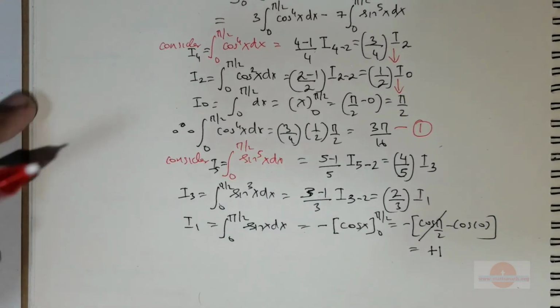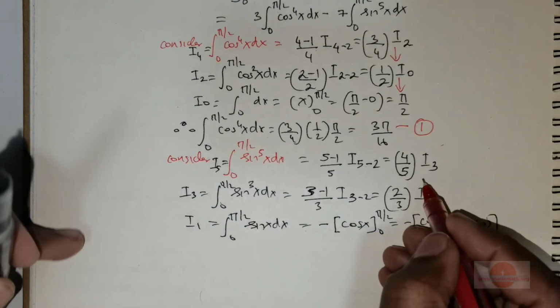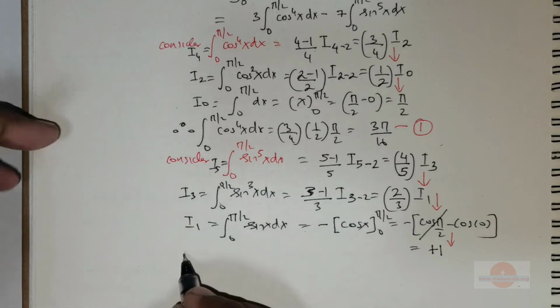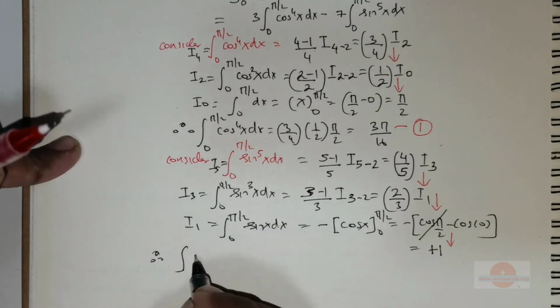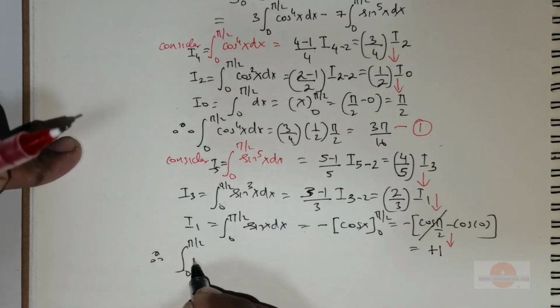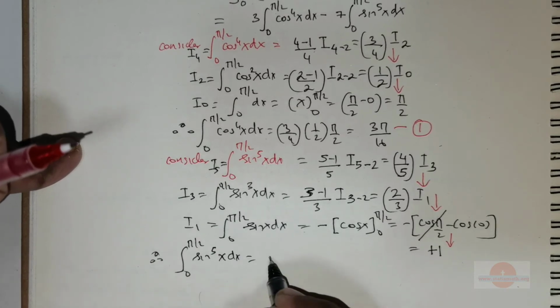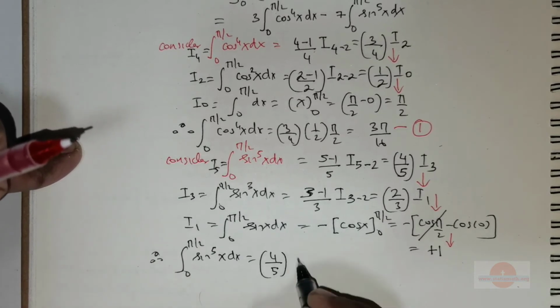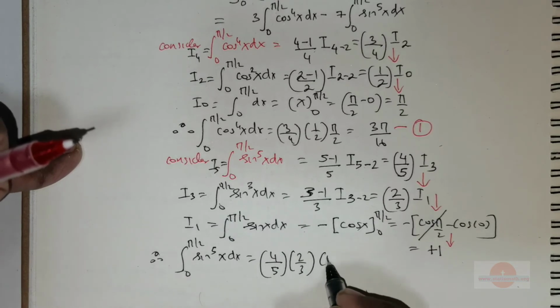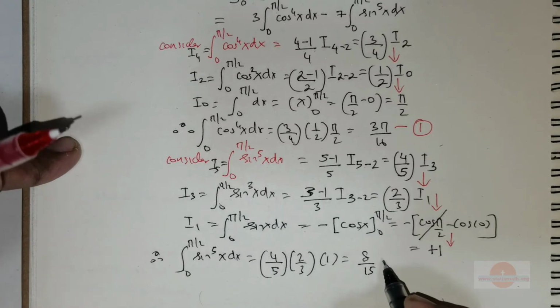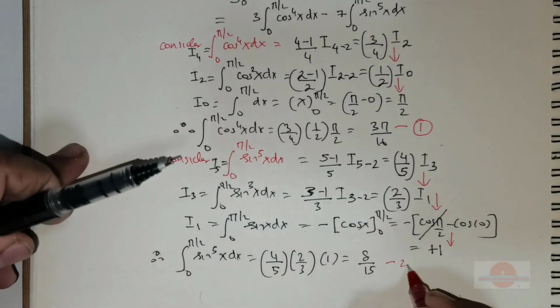Now what you have to do is connect all of these together. So when you do that, you get the solution for the integral from 0 to pi over 2 of sin^(5x) dx to be 4 over 5 times 2 over 3 times 1, which is 8 divided by 15. Now I take this as 2.